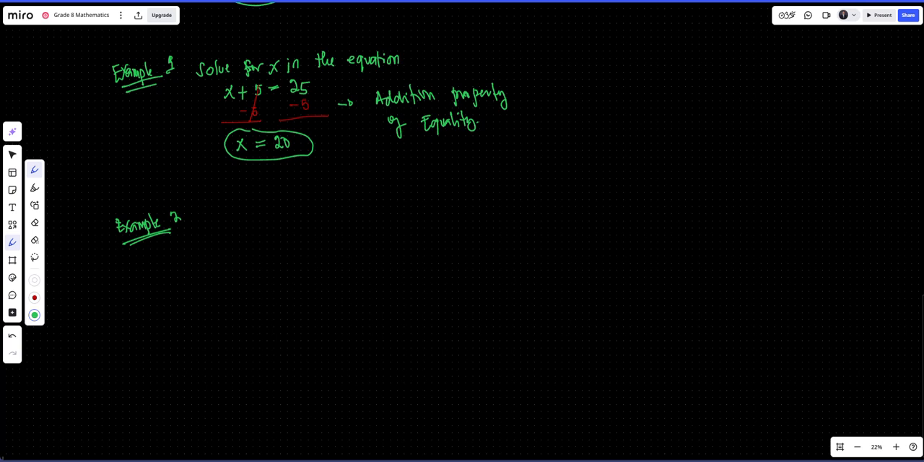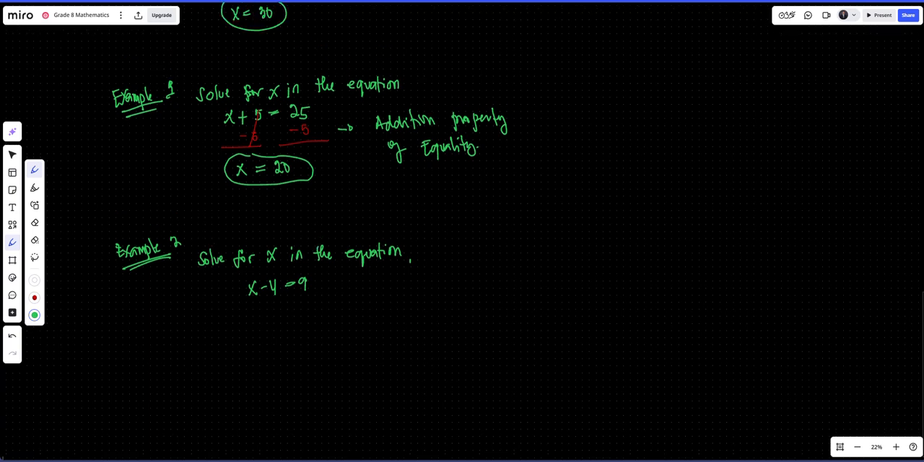So example number two, let's say, solve for x in the equation, which is x minus 4 is equal to 9.